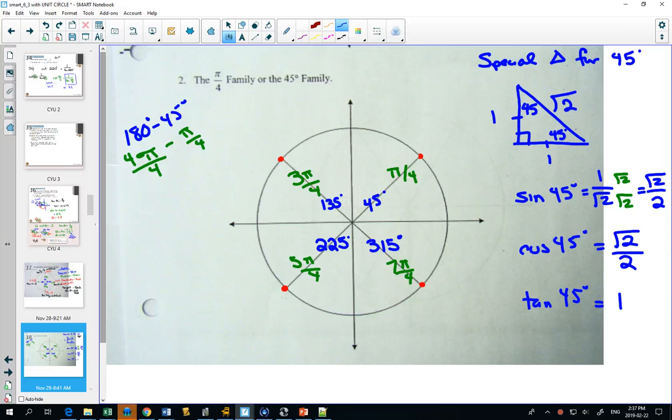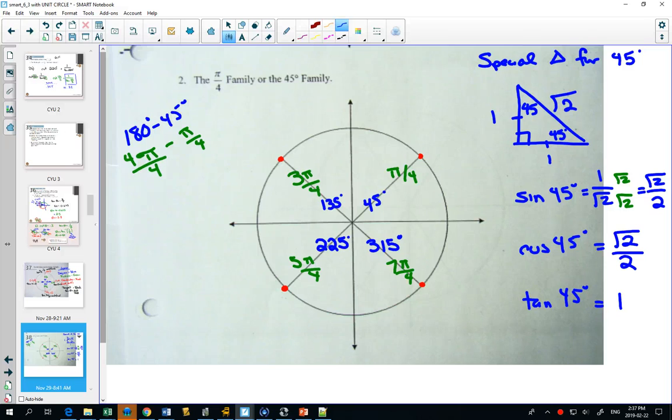Now, had I chosen other numbers other than 1, all of those ratios would have simplified to be exactly the same thing. Can you see that if I would have chosen 3 and 3, tan would still be 1? Because 3 over 3 is 1. If I chose 7 and 7, tan would still be 1. Sine and cos would still simplify to be root 2 over 2. Doesn't matter how big or how small. Whenever you have 45 degrees, the sine ratio is always root 2 over 2.